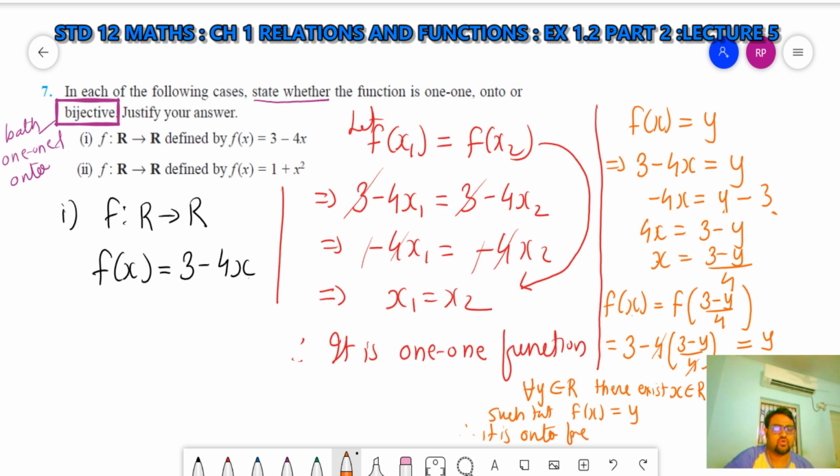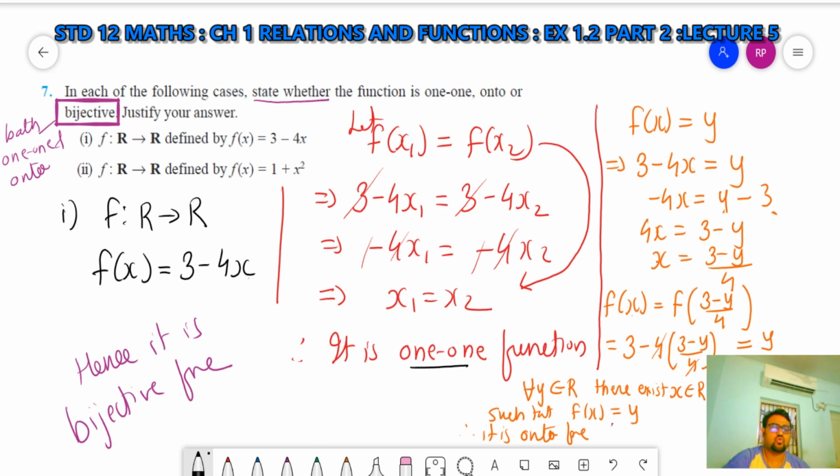Therefore, it is an onto function. Okay, and as it is onto, let me write it down here. Hence, it is a bijective function. Why? Because it is one-one as well as onto function. Okay, so it is bijective. Clear? So this was the first part of question number 7. So just note it down.